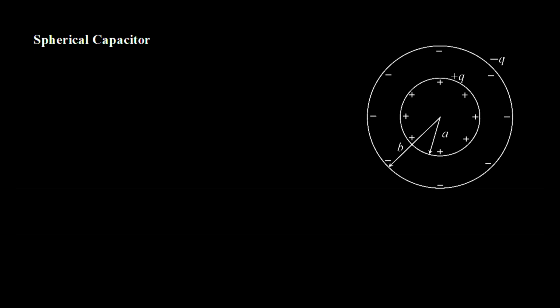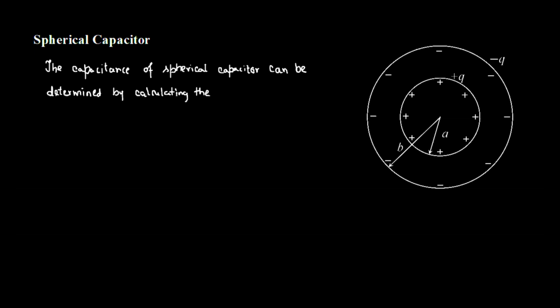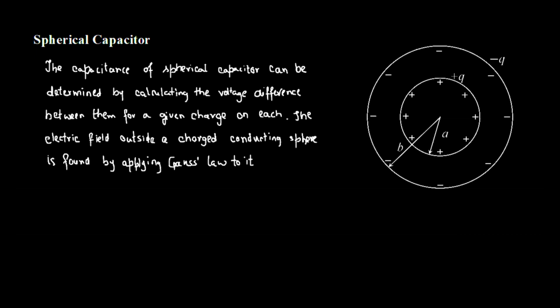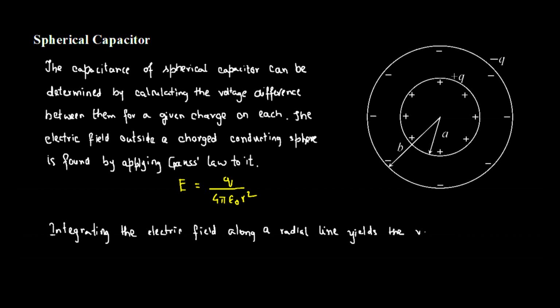Spherical capacitor. The capacitance of a spherical capacitor can be determined by calculating the voltage difference between them for a given charge on each. The electric field outside a charged conducting sphere is found by applying Gauss's law to it. The electric field is equal to Q over 4 pi epsilon naught times r squared. Integrating the electric field along a radial line yields the voltage between the spheres. So delta V equals Q over 4 pi epsilon naught times the integral of dr over r squared with limits going from a to b.